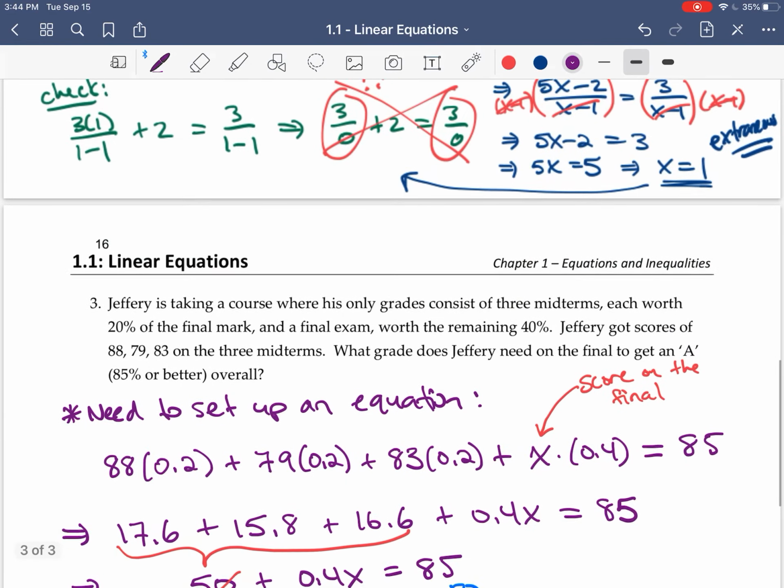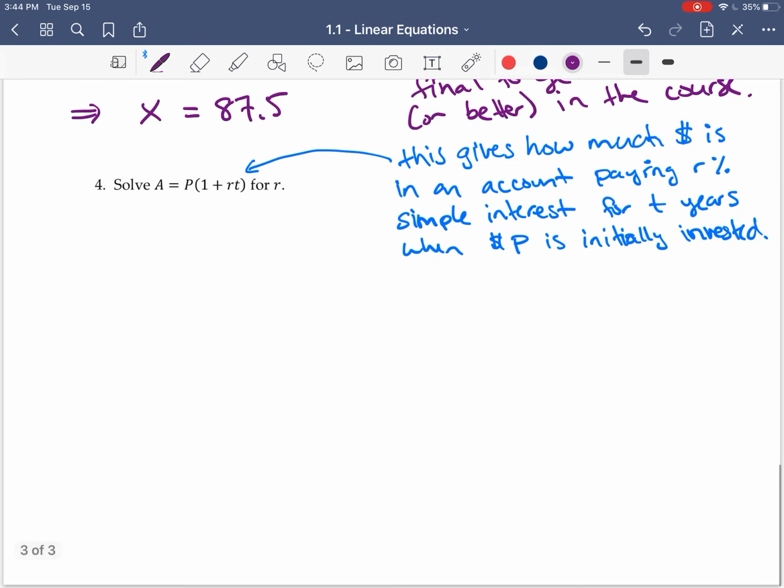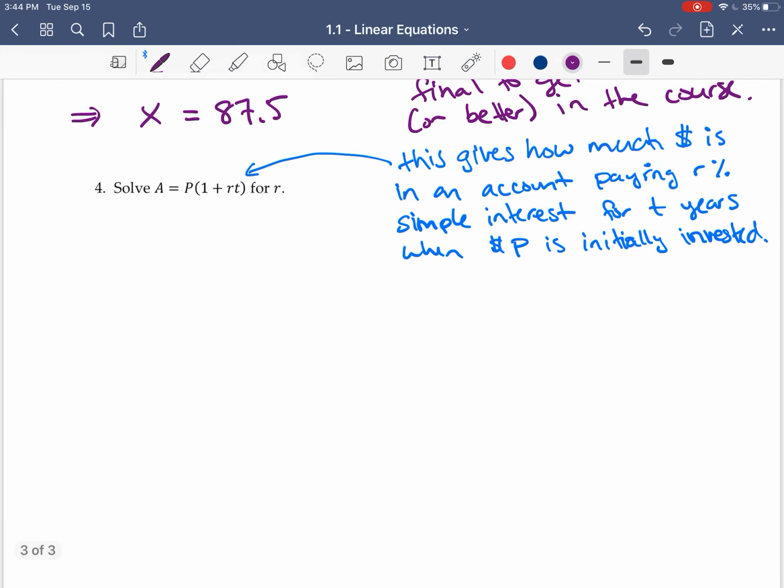Now there's one more that we didn't do. We had this equation for a simple interest account: how much money you will have saved after T years if you put in P dollars paying R% simple interest. They give us this equation. All the variables are to the power 1, so this is a linear equation, and they want us to solve for r. So we want to rearrange this so that we have r equals some stuff.